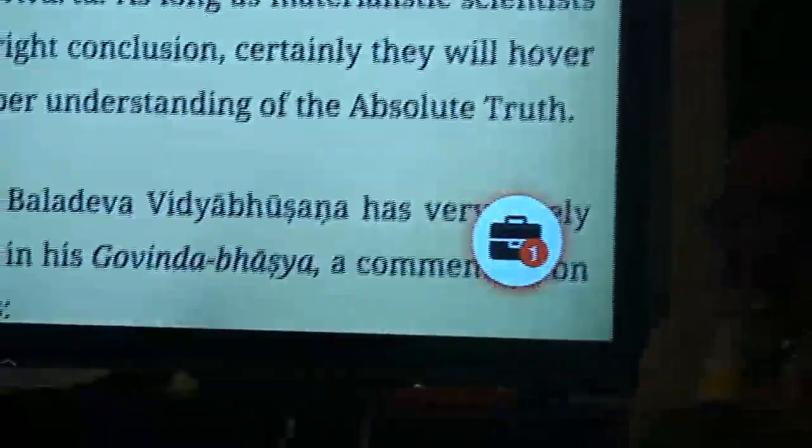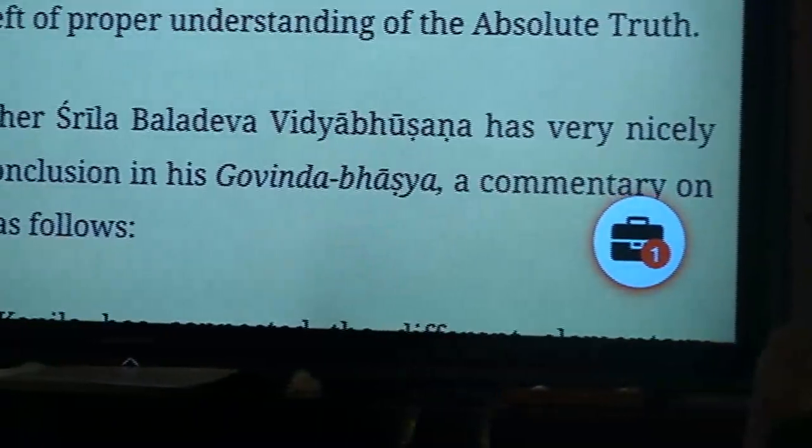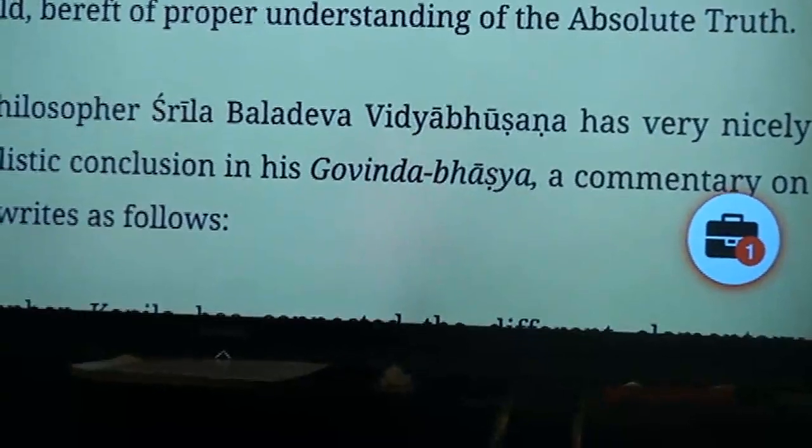For one who does not understand the power of the Supreme Personality of Godhead or his diverse energies, because of not knowing the relationship between the source of the energies and the energies themselves, there is always a chance of error, which is known as vivarta. As long as the materialistic scientists and philosophers do not come to the right conclusion, certainly they will hover above the material field, bereft of proper understanding of the absolute truth.